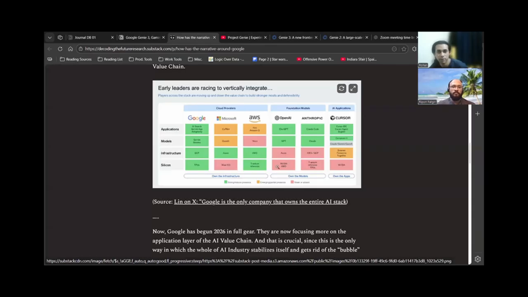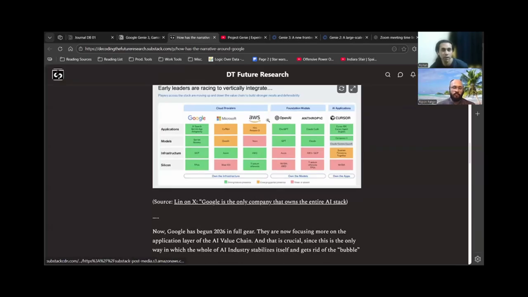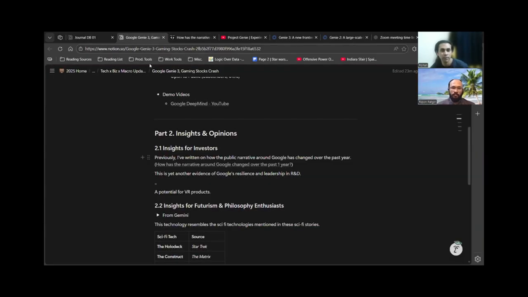No other company has any of this. In fact, Microsoft is in the worst position. Apart from the infrastructure, they don't have anything else of their own. So again, the point I'm trying to make here is that this thing about world models.